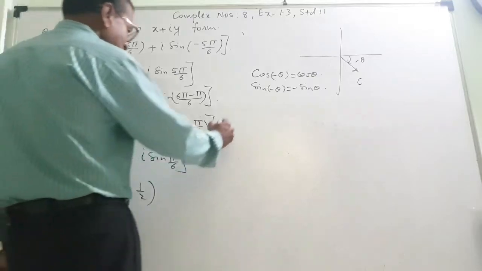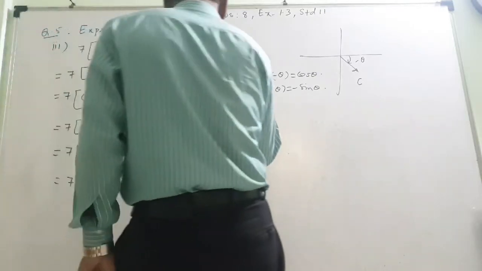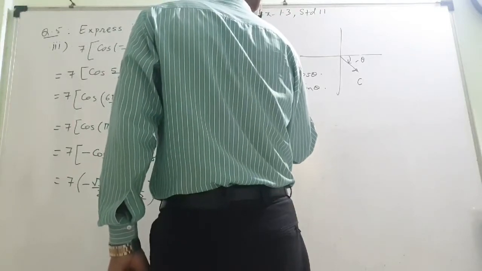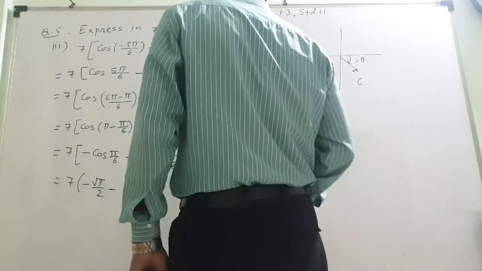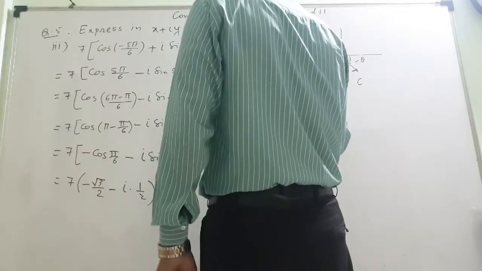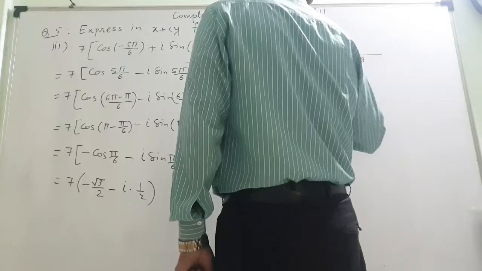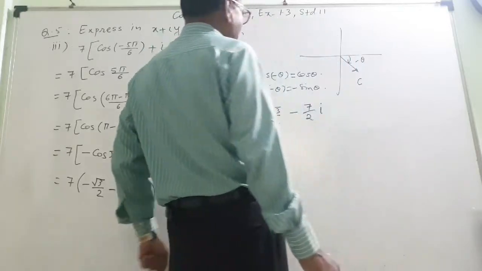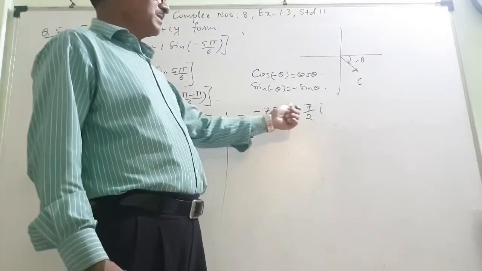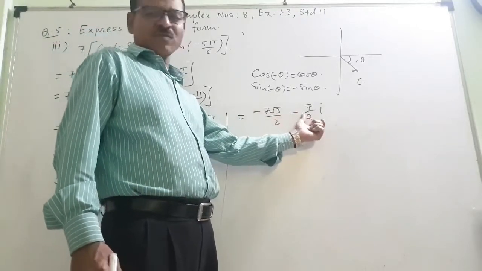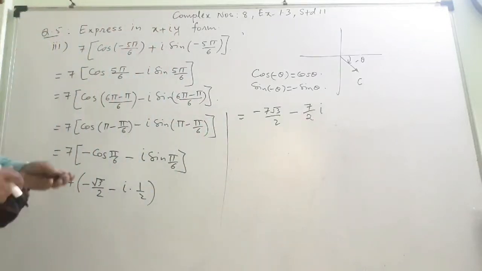So I will give this 7 to this. So the first will be minus 7 root 3 upon 2 minus 7 upon 2 i, and then write it in the form x plus iy, where x is equal to this and y is equal to this. So hope that you have understood this.